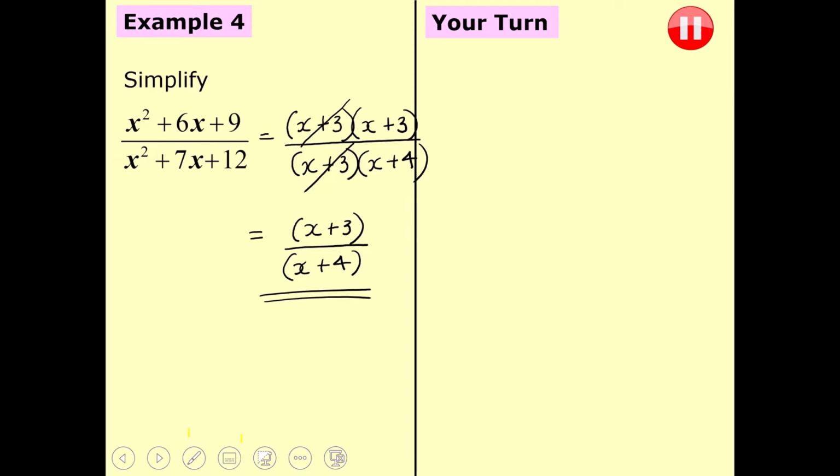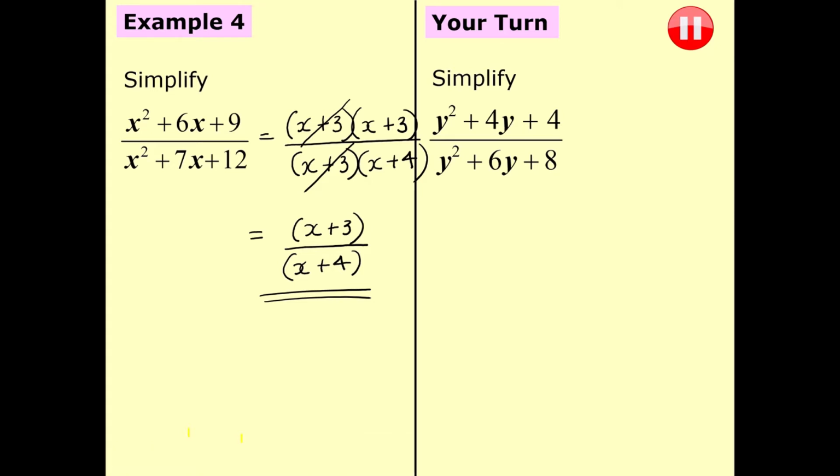So again, pausing the video here. Can you please use example 4 to help you factorise this? Simplify y squared plus 4y plus 4 over y squared plus 6y plus 8. Okay, let's go over the answer.